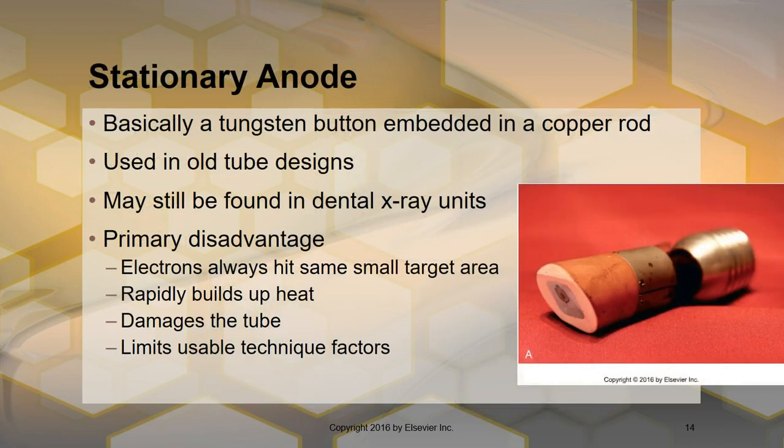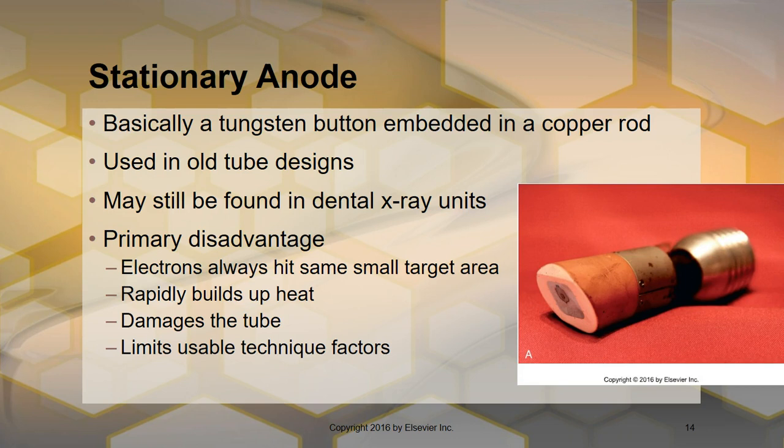So back to the two types of the anode. The first one is the stationary anode, and this is kind of a picture of one. This would be a stationary. This is an older one. This is an old tube. You sometimes still see this in dental X-ray units, but you're not going to see it in your typical X-ray and imaging department. The disadvantage is that it's just a tungsten button embedded in a copper rod. So this is copper, and then there's our tungsten right in the middle. And it's stationary because it doesn't move.